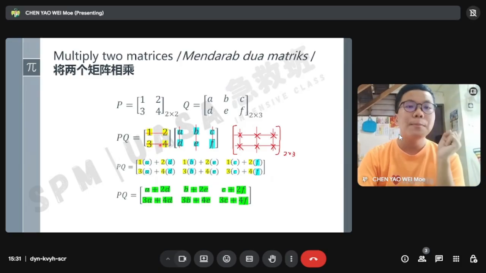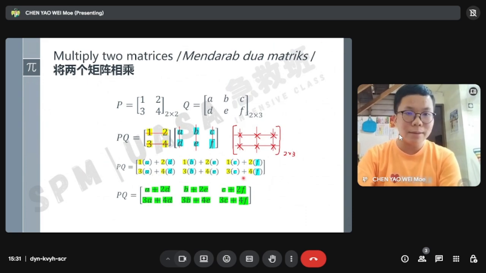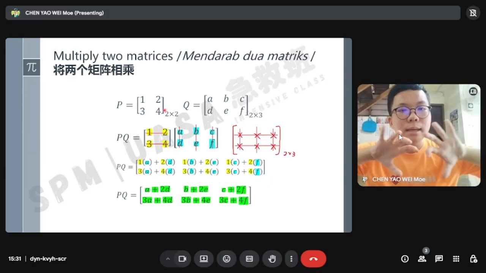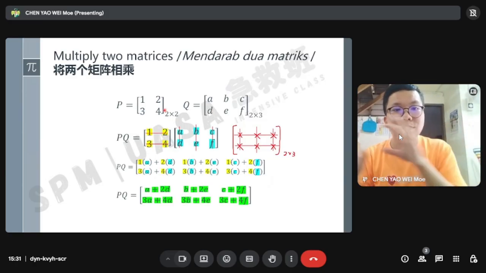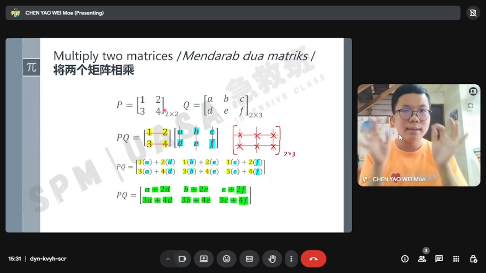Okay. Remember, PQ is not always equal to QP, unless special conditions apply. Okay, like this. Let's see the answer first. Row, column, row, column. This is the first row, second row, third row. Remember, the rows must be kept separate, differentiated. You cannot put them together. Okay.